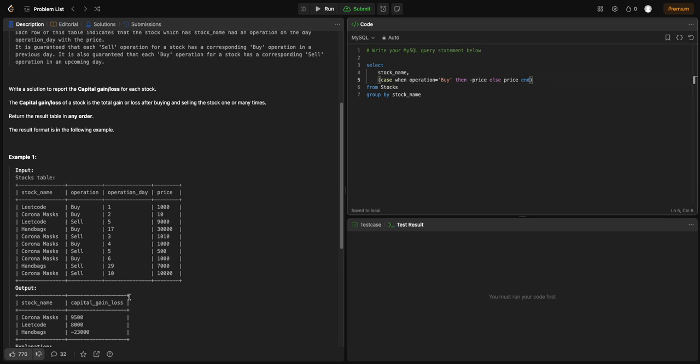What this is doing is it's going to check if the operation is buy, and if the operation is buy, like it is in this case, it's going to take minus 30,000, and here we're going to have plus 7,000. And now what we need to do is aggregate all of these different positive and negative values. To do that, I'm going to say simple sum. So we've found a way to aggregate all of these positive negative values, and I'm finally going to alias this as capital gain or loss, since that is the required column name. And with that, we should be done.